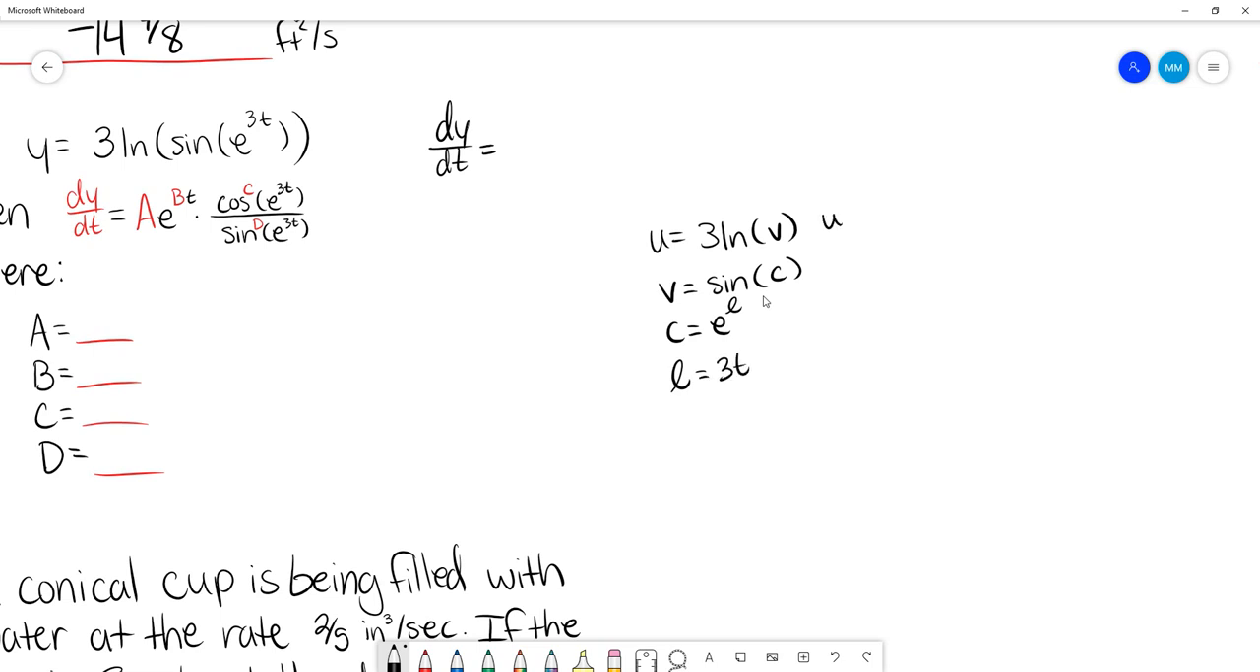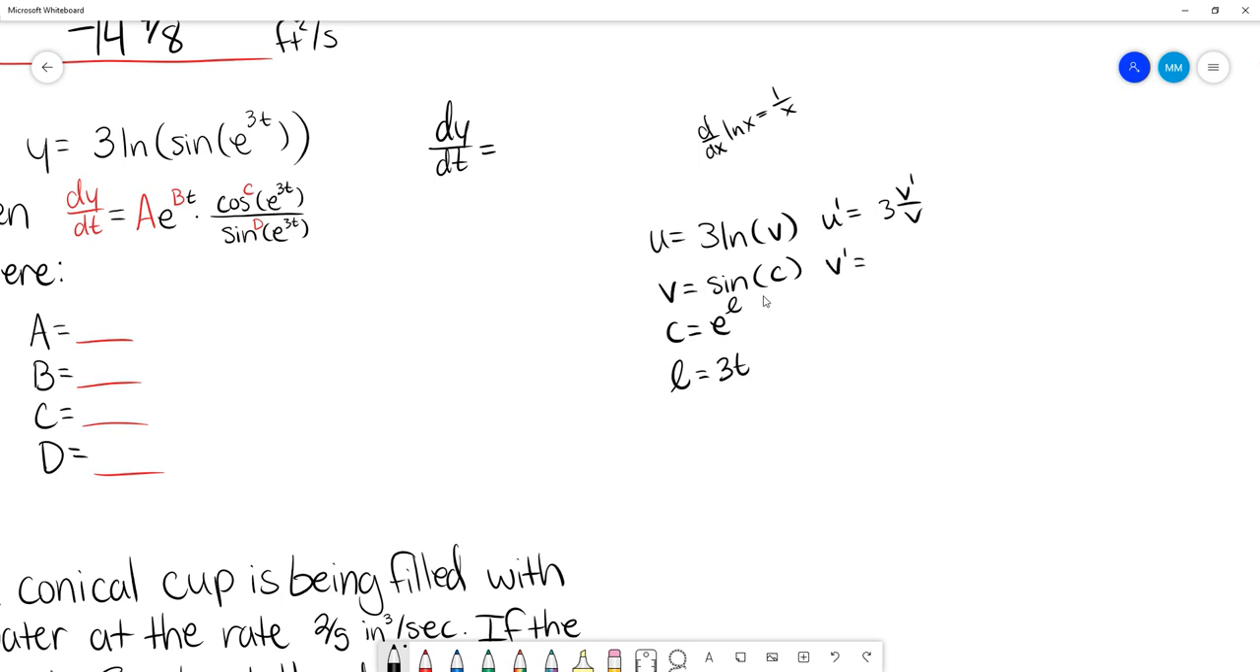Now I know the derivative of natural log of x is just 1 over x. So I know the derivative of natural log of v using chain rule is going to be 1 over v times the derivative of v, which I could just write as the derivative of v over v, but I've got a 3 here, so I have to multiply it by that. And yeah, that's going to be that first derivative.